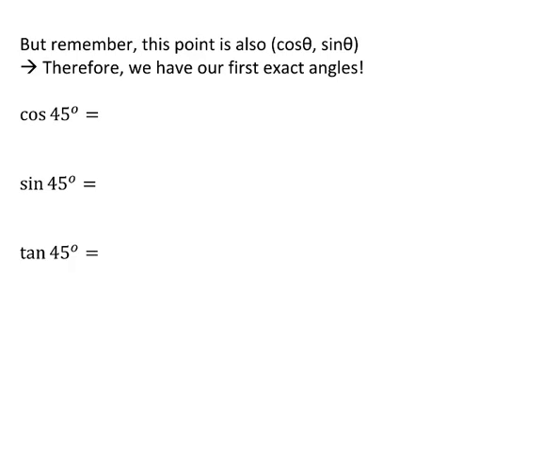So let's summarize that. So cos of 45 is 1 over root 2. Sine of 45 is 1 over root 2. Ooh, what about tan? Well, tan of 45 is sine of 45 divided by cos of 45.